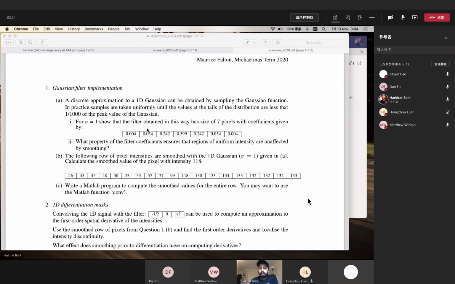The way to do it is you write down the value of basically the Gaussian. You write down the one-dimensional Gaussian distribution with sigma equals 1. It will be 1 upon root 2 pi exponential of minus x square by 2. And now you equate this value to 1 by 1000 of the value of the peak of the Gaussian. The value at the peak of the Gaussian will be 1 upon root 2 pi exponential of 0, which is 1, so 1 upon root 2 pi. So 1 by 1000 into 1 upon root 2 pi, and you want to find the value of x.